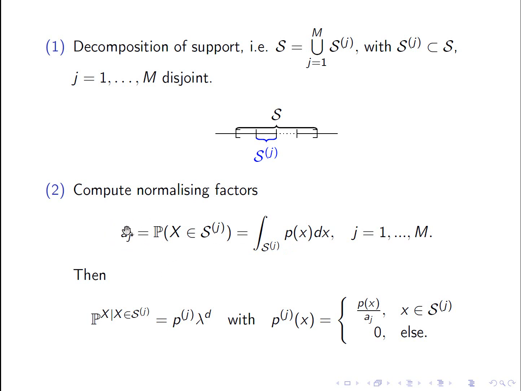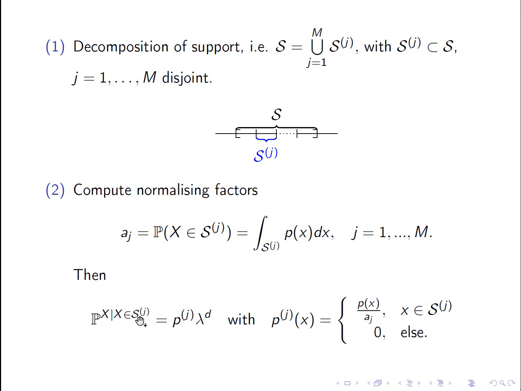And then having these factors A_j, we can write down the conditional distribution which we need, which is the distribution of X under the condition that X takes values in S_j. And this distribution here has again a Lebesgue density, p_j, and p_j(x) is just p(x) divided by A_j if x is in S_j and 0 else. So if we are in S_j, we can take the original density and have to normalize it by A_j, and otherwise the density is 0 because this conditional distribution can take only values in S_j.